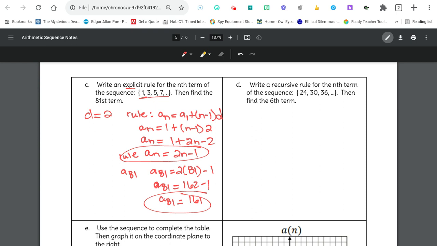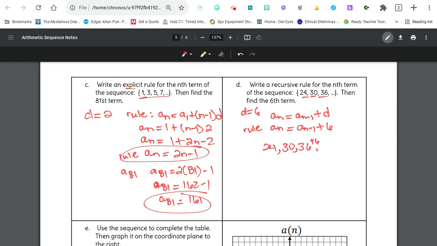D says write a recursive formula to find the 6th term. And I can see that these are going up by 6. So I know d is equal to 6. So we end up with a sub n equals a sub n minus 1 plus d. So that's a sub n equals a sub n minus 1 plus 6. That's your rule. And guys, I don't care if you do this.